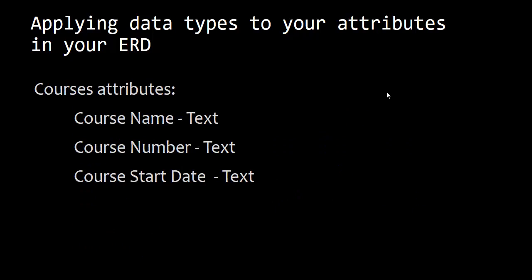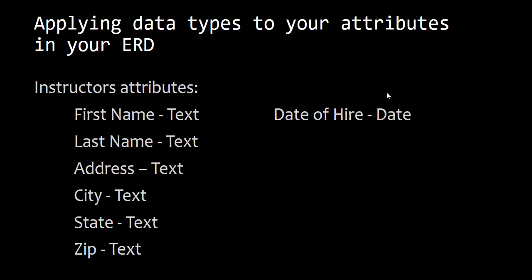Course name, number, and start date. I got this wrong, but I'm not going to go back and fix it at this point. So course name would be text, course number would be text, and course start date would be a date field, not a text. And then finally, the ones for our instructors are text all the way down to date hired, which would be a date. Does that make sense? Pretty easy, right? Let's just keep this high level.